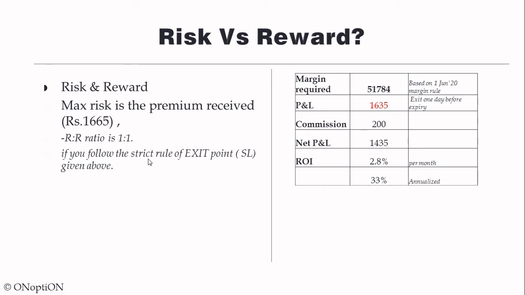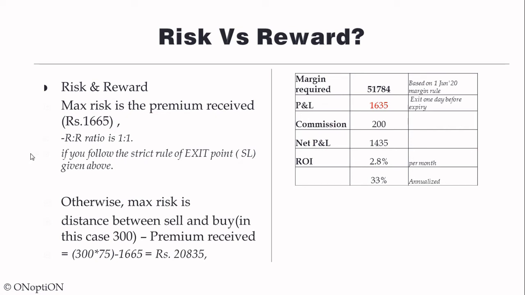Suppose if you ignore this rule of exiting at 1665, what would happen? What would be the maximum risk? That is nothing but your distance between your sell and buy. In this case, which is 300 points, you have to subtract that from the premium received, which will turn out to be 20,835. This is your maximum risk in case if you do not follow this stop loss rule.